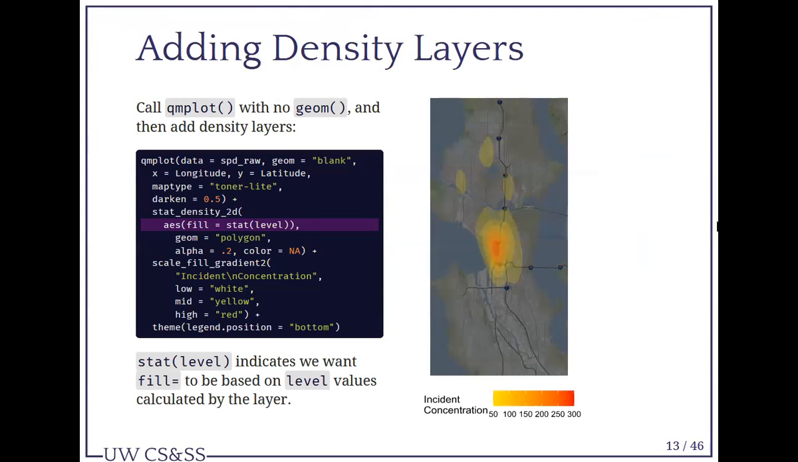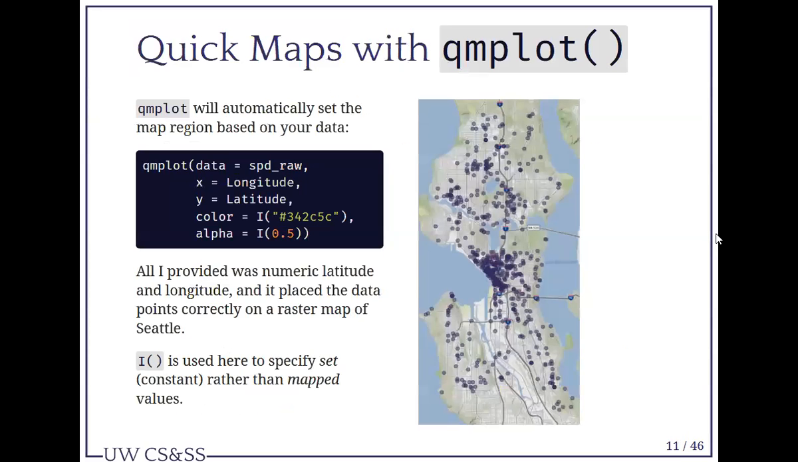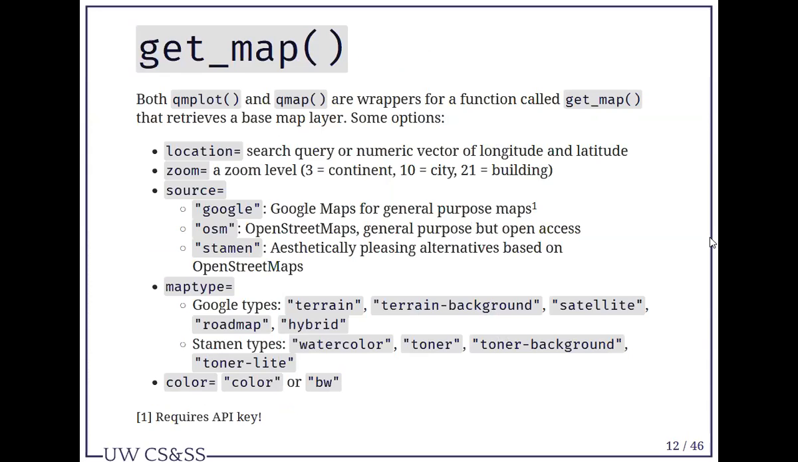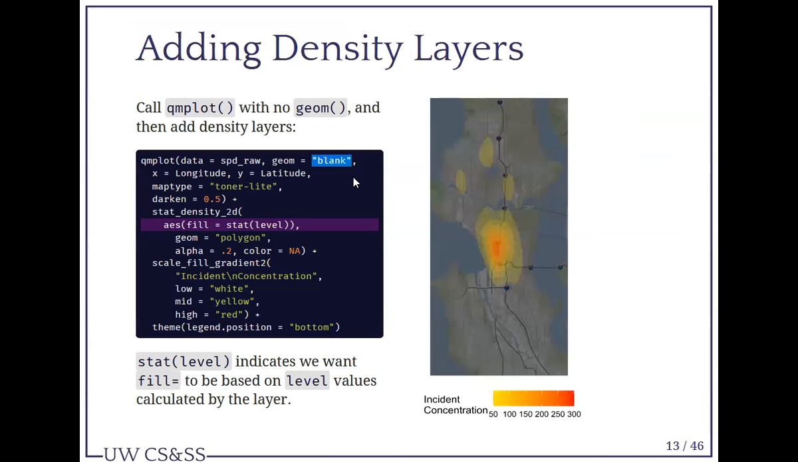So we can add things like density layers. We call qmplot with no geom, so it defaults to just making points. Note here, I didn't say anything about what kind of plot I wanted, and it just gave me a scatter plot of points. Here I'm saying geom is equal to blank, saying don't just give me a default scatter plot. Use the same X and Y values. I want the map type toner-light, and I want you to make it a little bit darker so that we can see these density polygons.